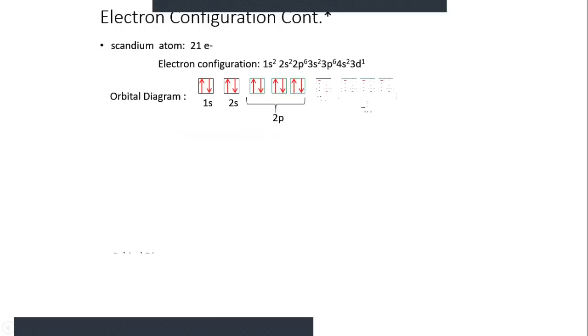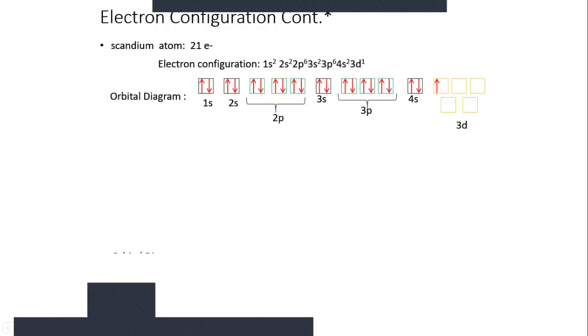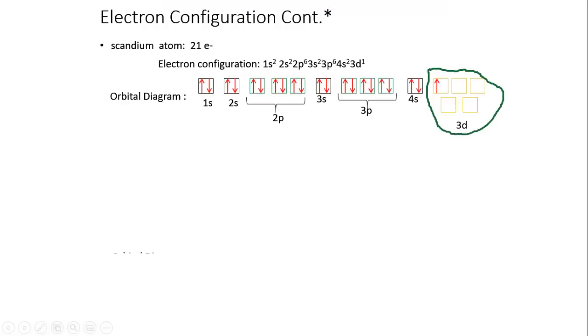So let's look at scandium. Scandium has 21 electrons. So again, we start with the 1s, then the 2s, 2p, 3s, 3p. Notice that the 4s comes first, then the 3d. So its orbital diagram looks like this. The 1s, 2s completely filled, 2p, 3s, and 3p completely filled. And then we have the 4s, and then the 3d. The 3d is drawn like this just for space constraints. You should write all five of them out. And so scandium has one lone electron.